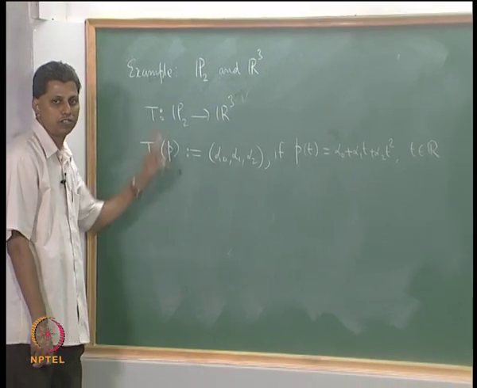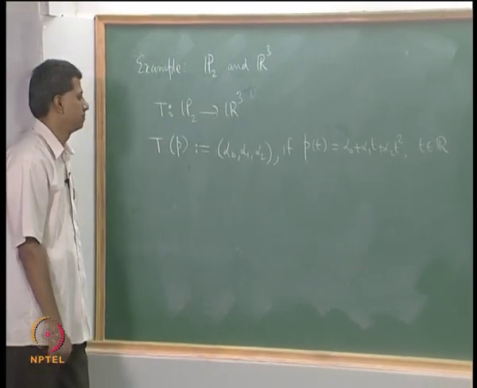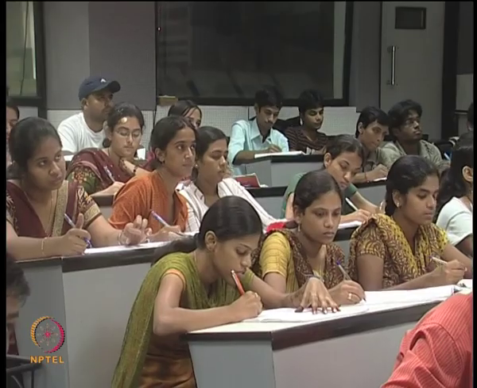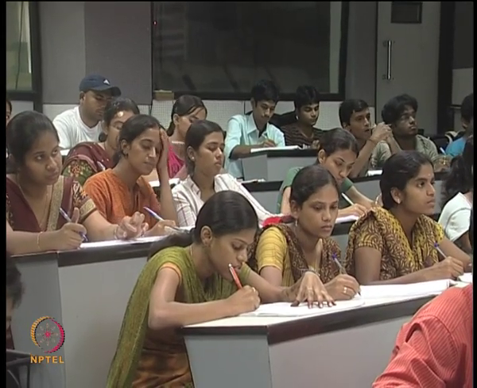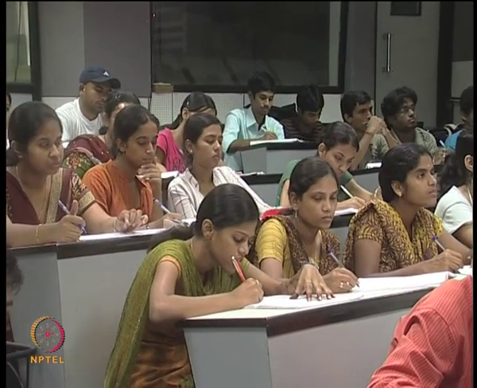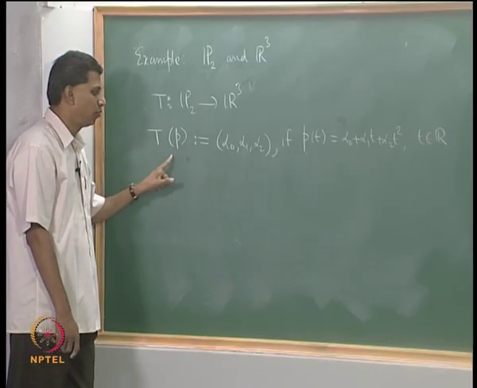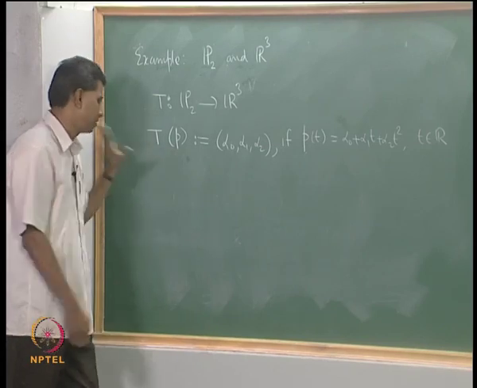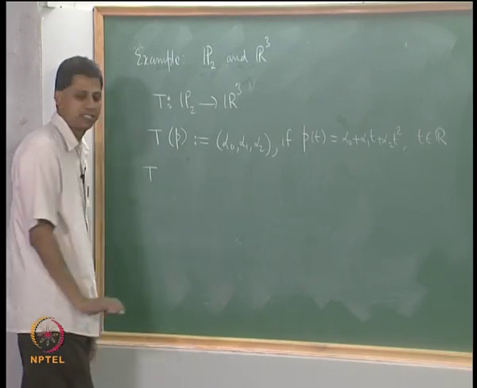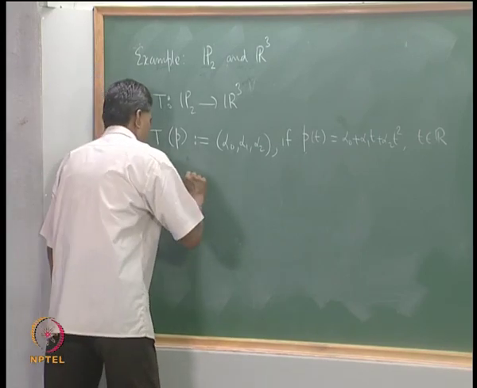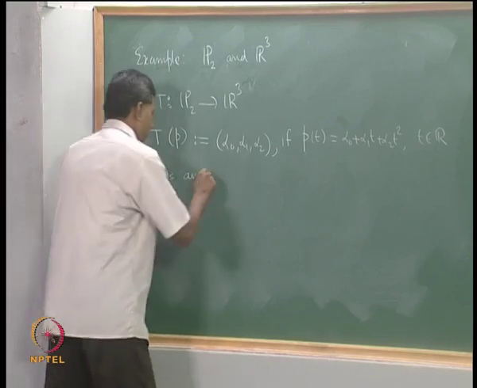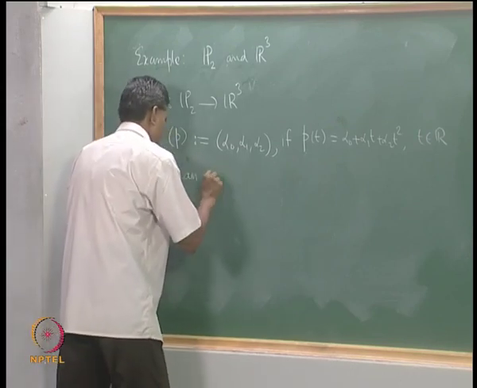Then T is onto because the dimensions are the same. So this is an isomorphism. T inverse is an isomorphism from R3 to P2, but maybe you can take that as an exercise again. What is the inverse of this transformation? Okay. Let me just state that T is an isomorphism. What I have exhibited here is an example of an isomorphism.